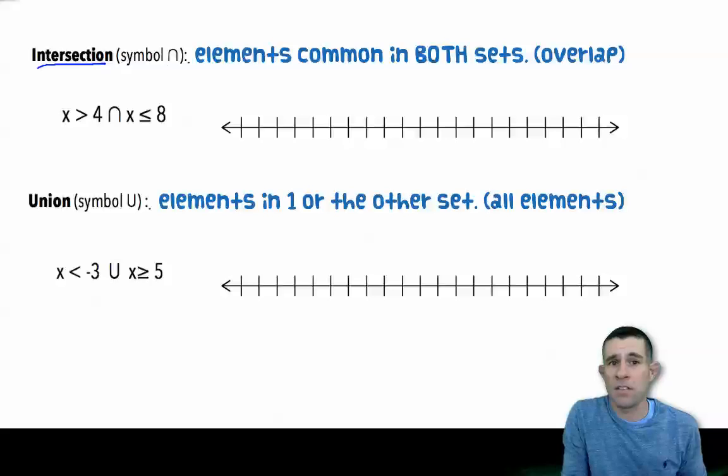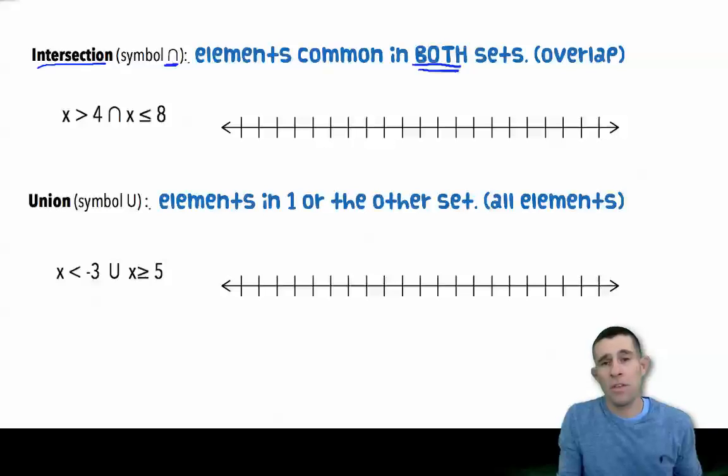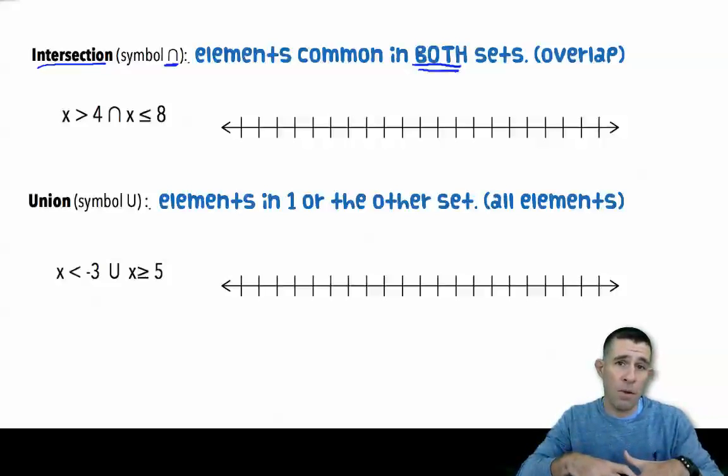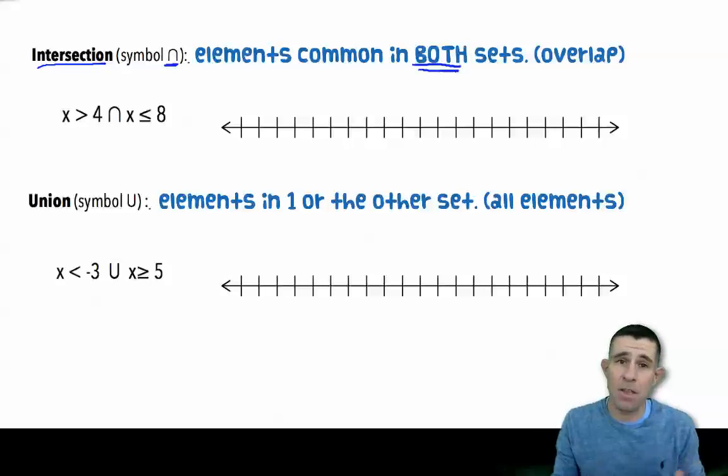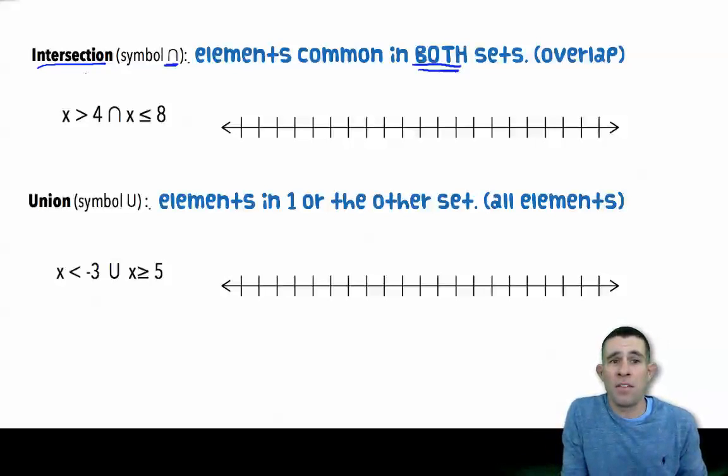Now, the intersection, given by this upside down U symbol here, simply are all the elements that are common in both sets. So think of the elements of set A and the elements of set B, and their overlap are the ones that are in A and B. And that's known as the intersection, and that represents the word "and".